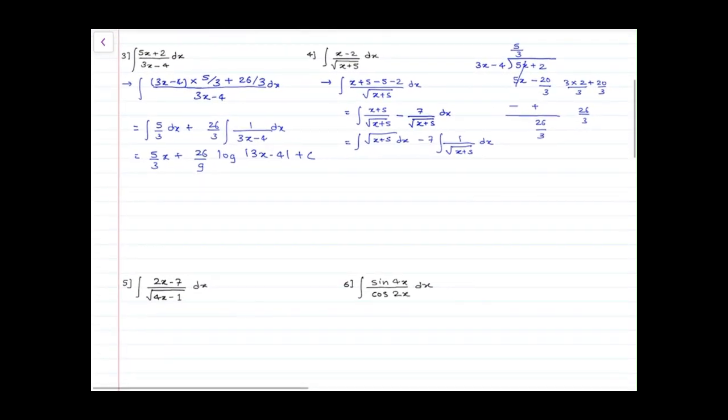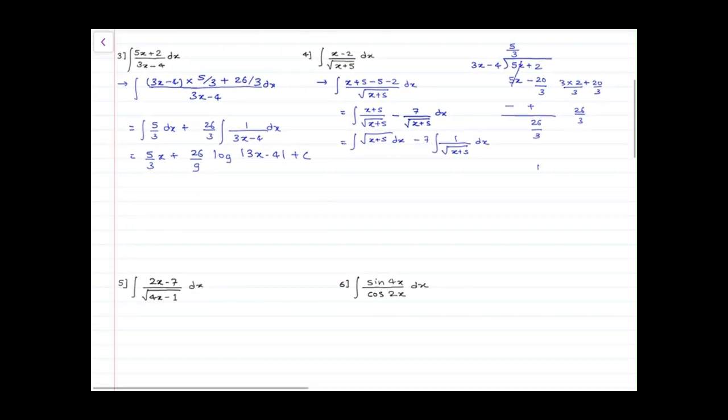Now I'll just make you find this formula, that is 1 upon root of function. So I'll solve with 1 upon root of x. 1 upon root of x can be written as x raised to minus 1 by 2. Now I need to integrate this.